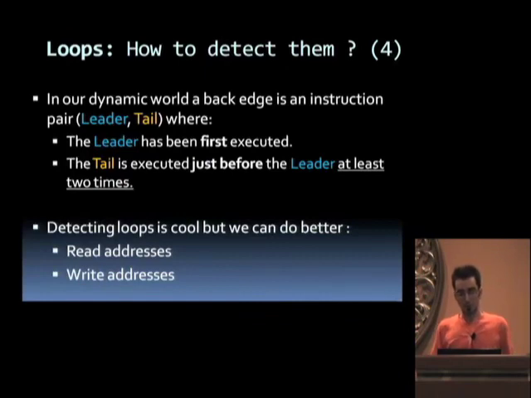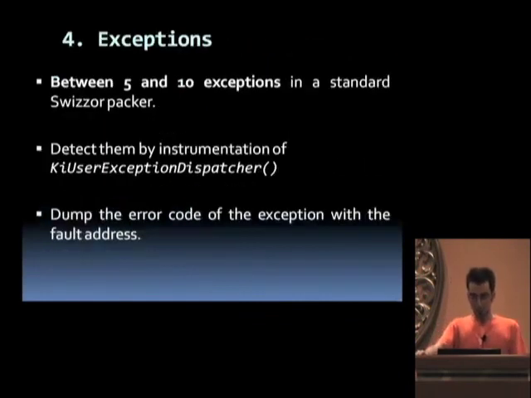The 4th kind of events we are detecting is the exception. So why is it interesting to detect exceptions? Because basically, in a Switzer packer, you have at least 5 exceptions that are thrown deliberately. So at first, we were asking ourselves, what's the purpose of the exception?